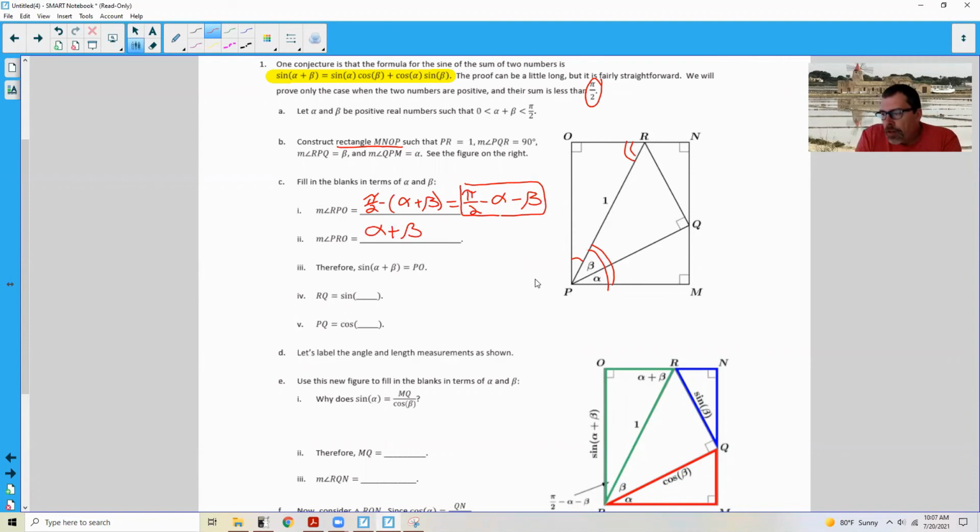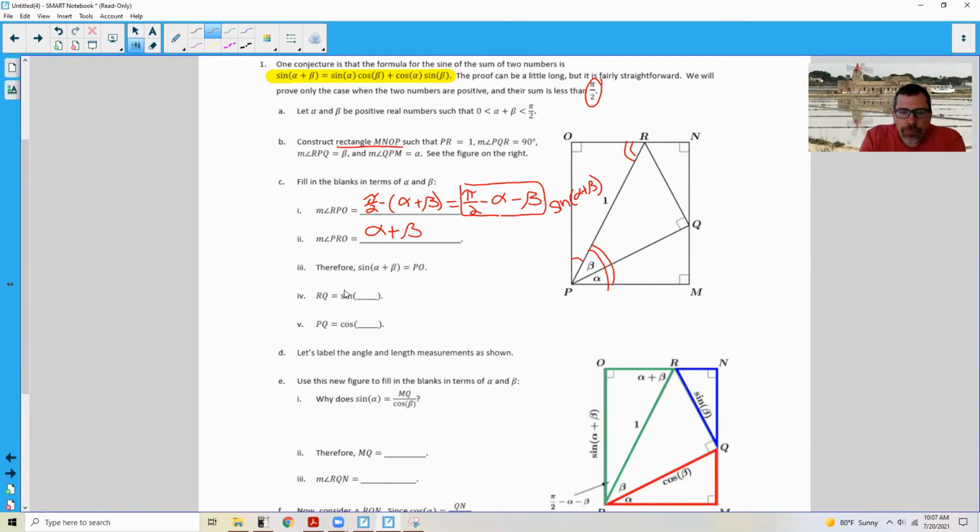Okay. All right. Number 3. Therefore, sine of alpha plus beta, in other words, sine of angle ORP, equals PO. Remember that sine is opposite over hypotenuse, and the hypotenuse here is 1. So anything divided by 1 is itself. So the sine of alpha plus beta equals the side PO. Okay, so this side right here is the sine of alpha plus beta, side OP.